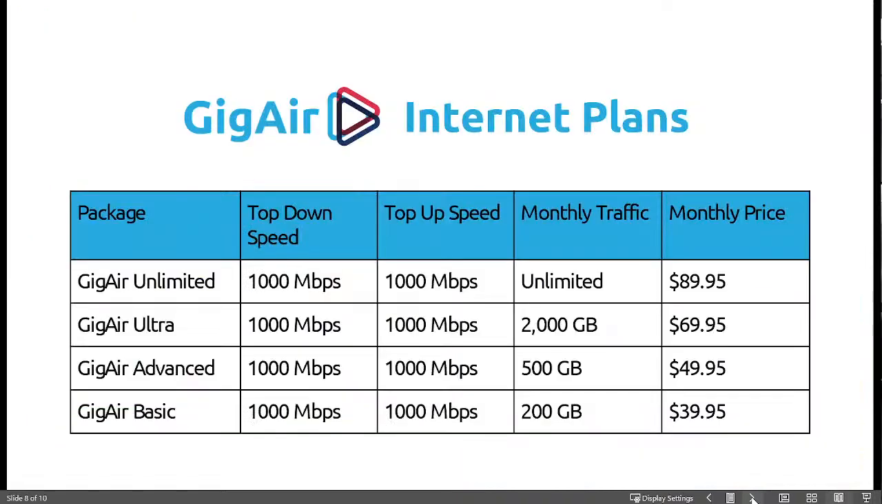Next slide, please. Here's a sample of our, well, not a sample, this is our packages. Our most common package is the Giger Ultra, which gives you 2,000 gigabytes. As you see, the speeds are not throttled. So no matter what package you're on, you'll get the same speed. It's the data that's managed. Most people are fine on the Ultra.